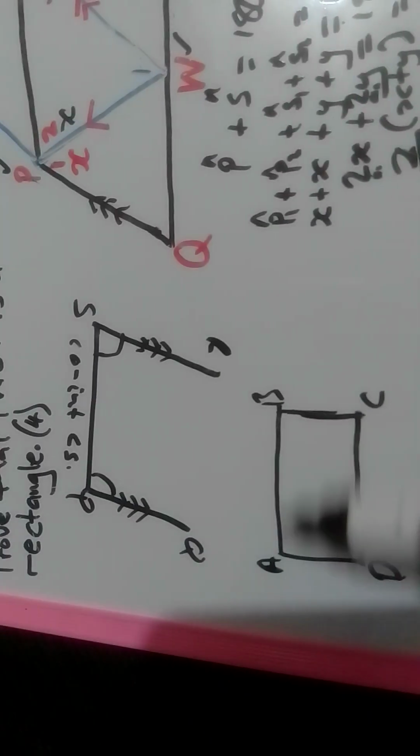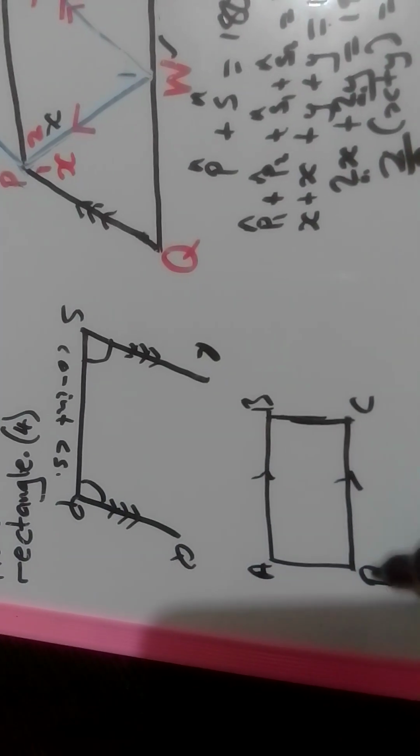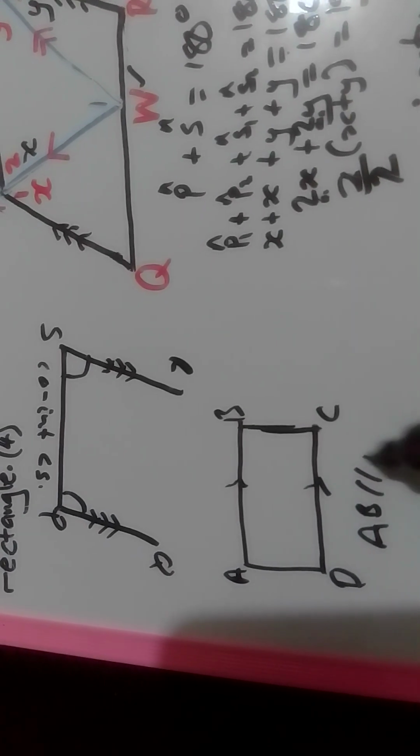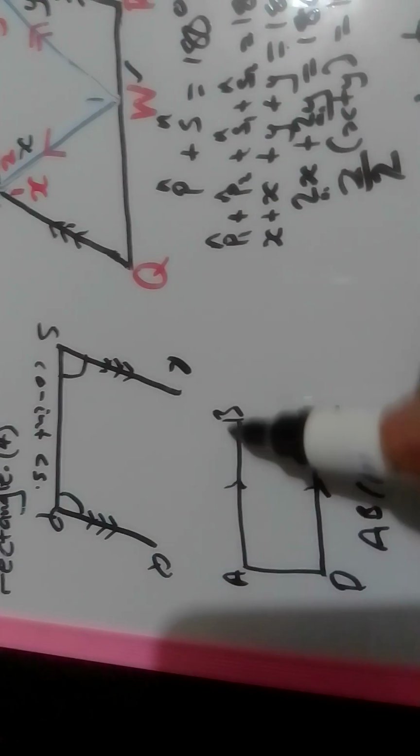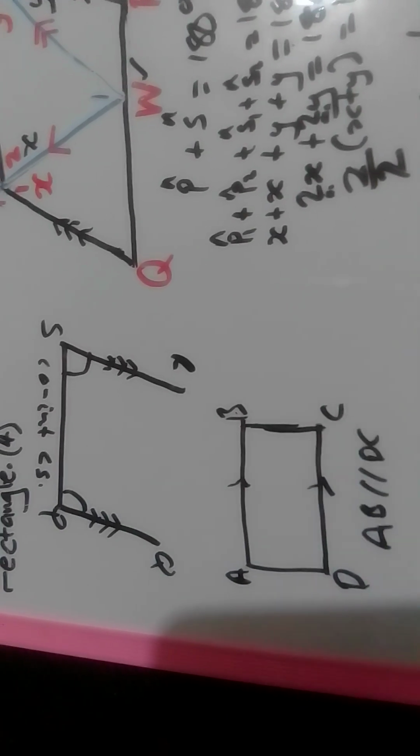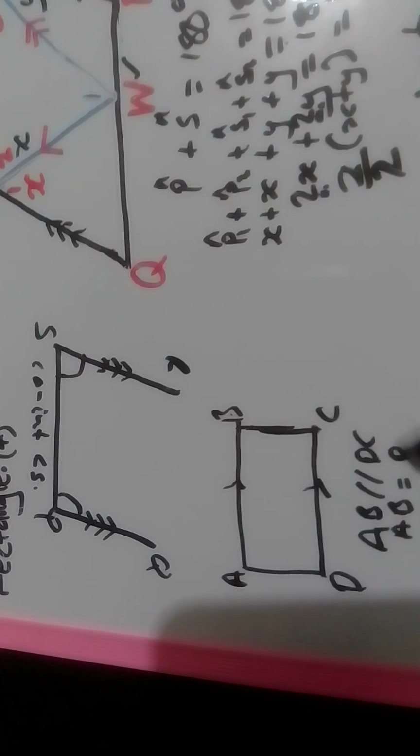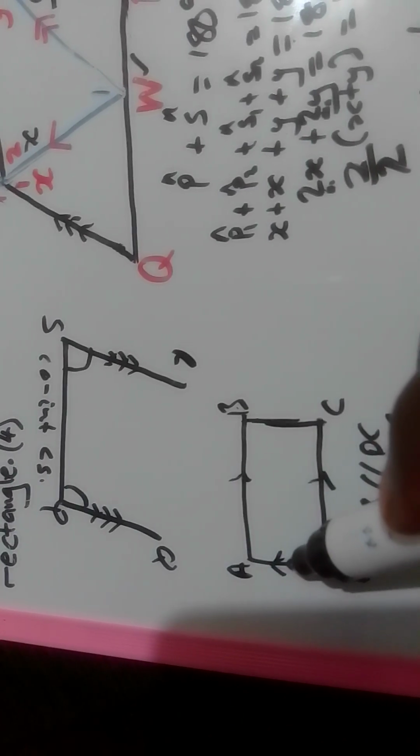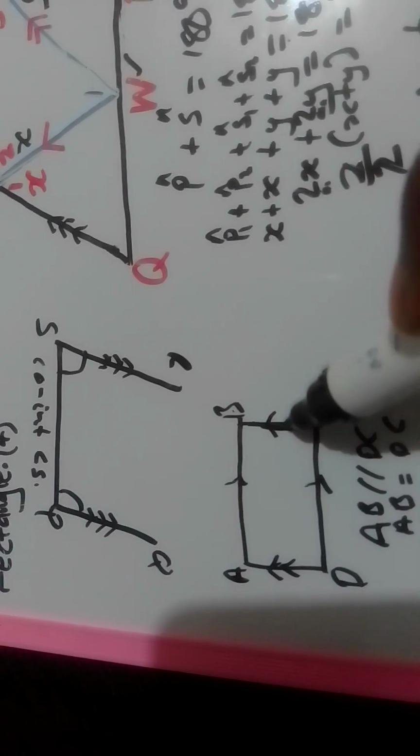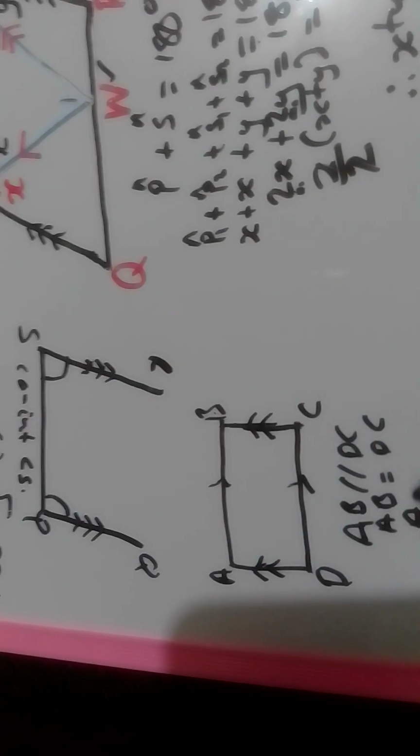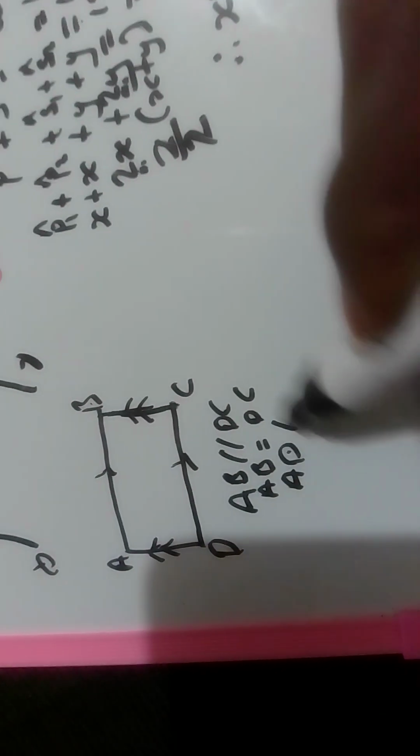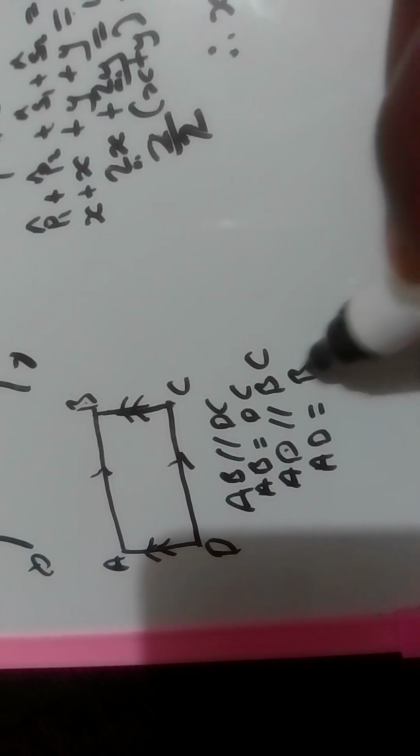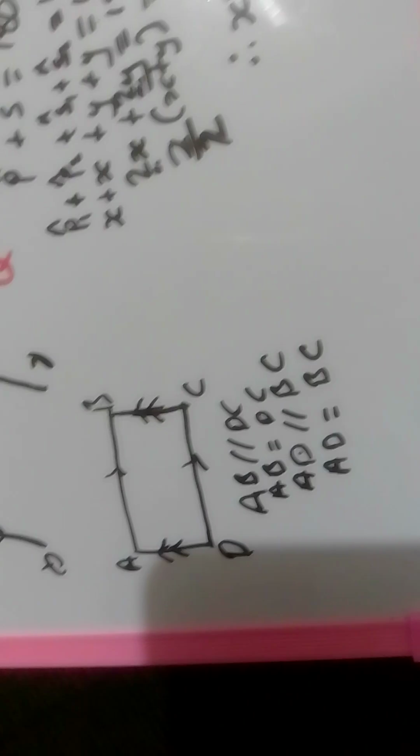Now the first thing which I know is that line AB is parallel to line DC. So I write AB is parallel to DC, and then since they are parallel, it means AB is equal to DC. So I say AB is equal to DC. Then from there, I've got a second pair of parallel lines, AD and BC. So I say AD is parallel to BC, and AD is equal to BC. So I'm done talking about the sides.